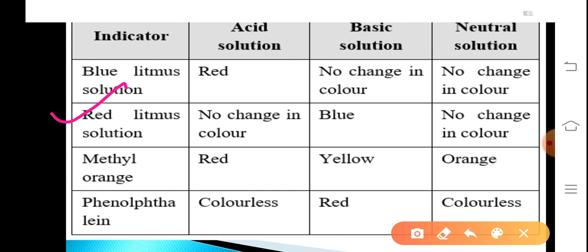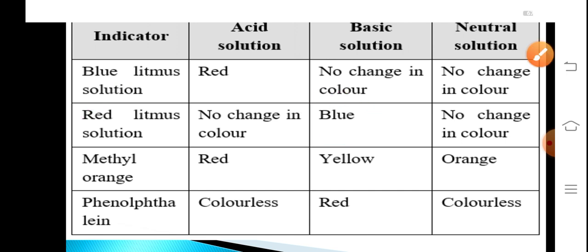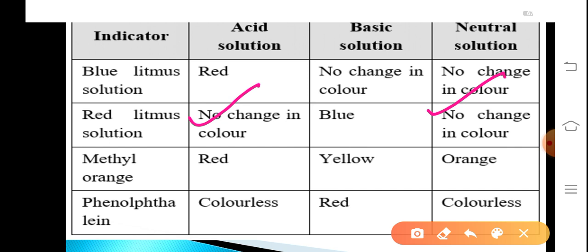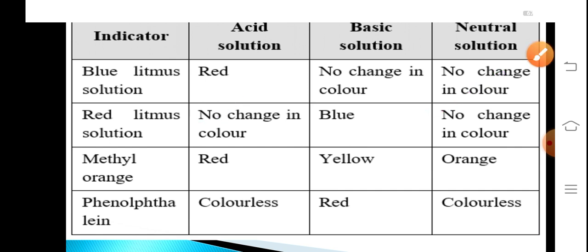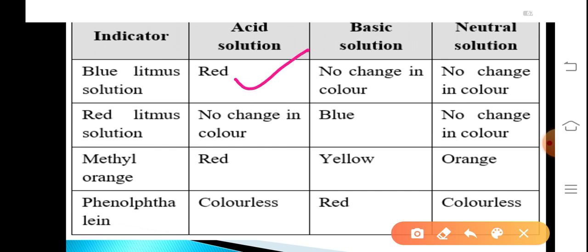Red litmus solution changes color from red to blue in presence of basic solution, whereas red litmus solution gives no color change in acidic solution and neutral solution. So blue litmus is used to check the presence of acid solution, whereas red litmus is used to check the presence of basic solution.